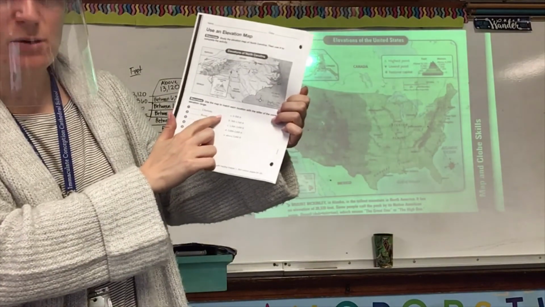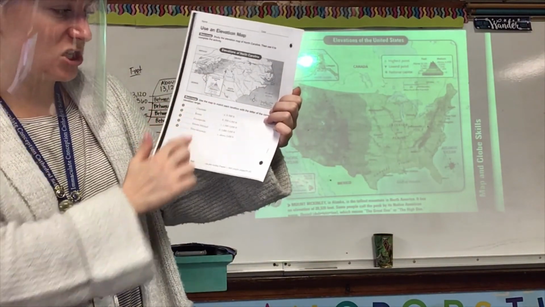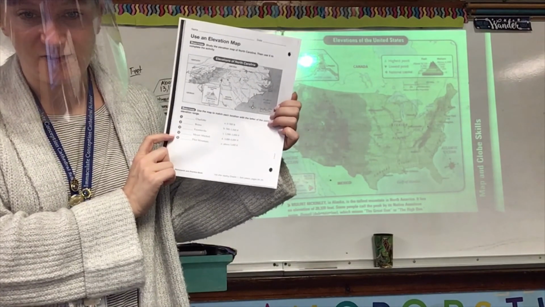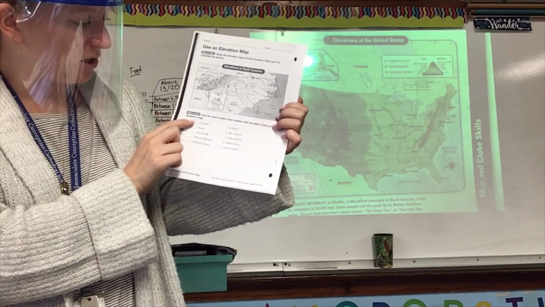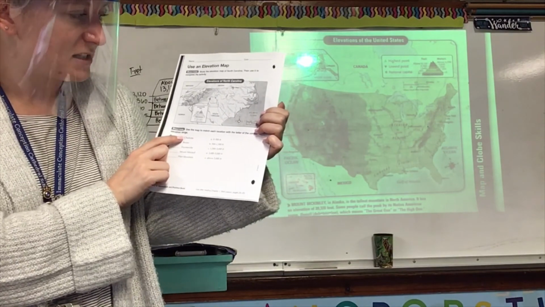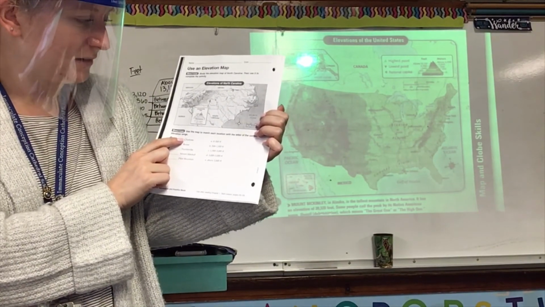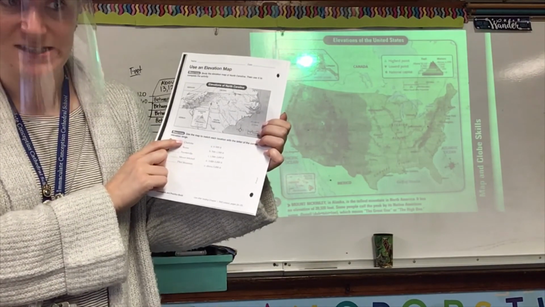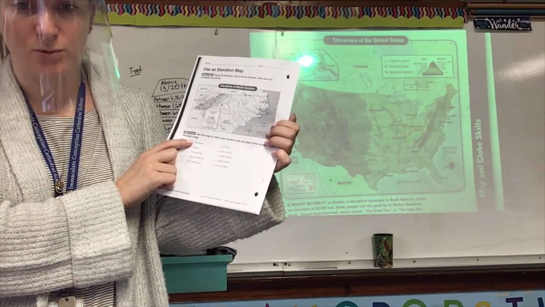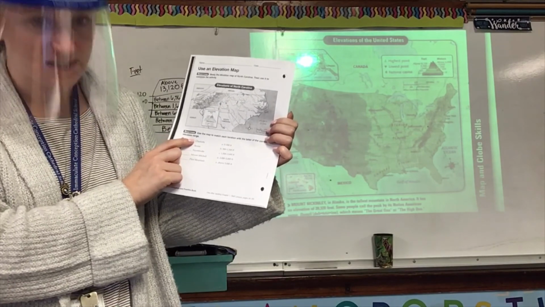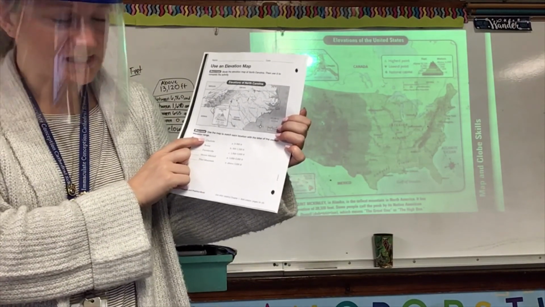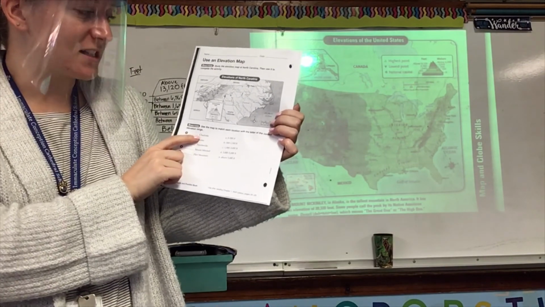So what you're going to do is use the map to match each location, each city or town, with the letter of the correct elevation range. You're going to find Charlotte, North Carolina. Find the dot next to Charlotte. Make sure you're looking at the dot, not the end of the word. Carla, you shouldn't be starting yet. You should be listening. So look at the dot next to Charlotte.